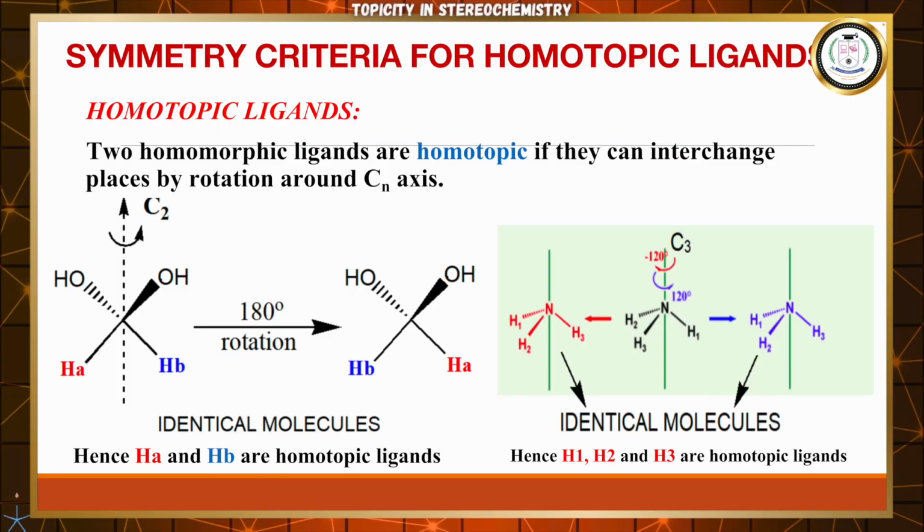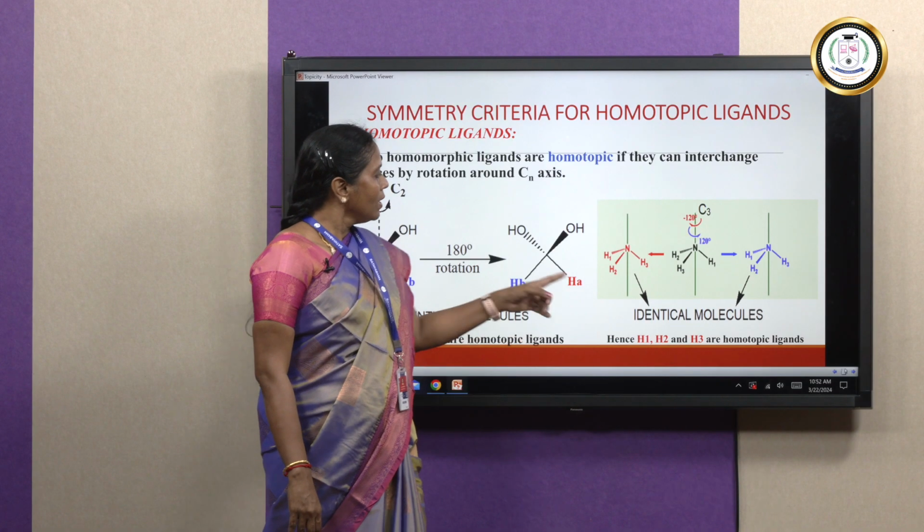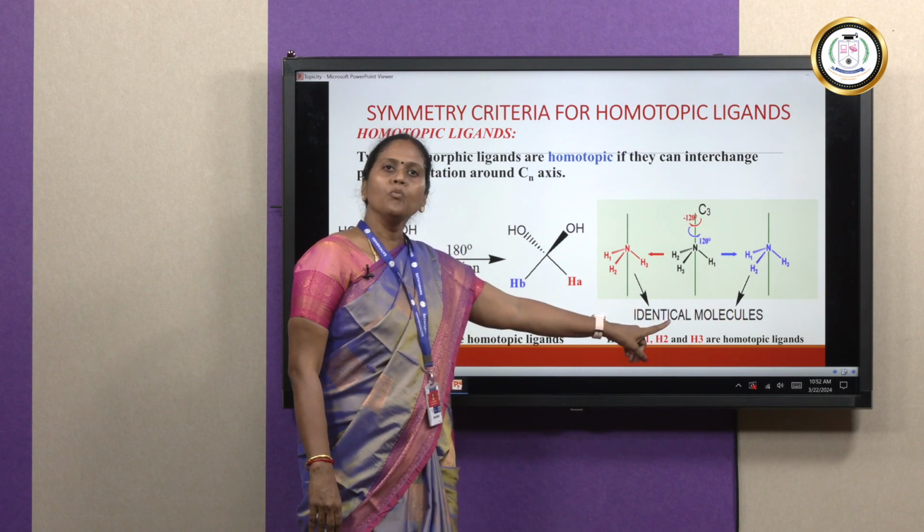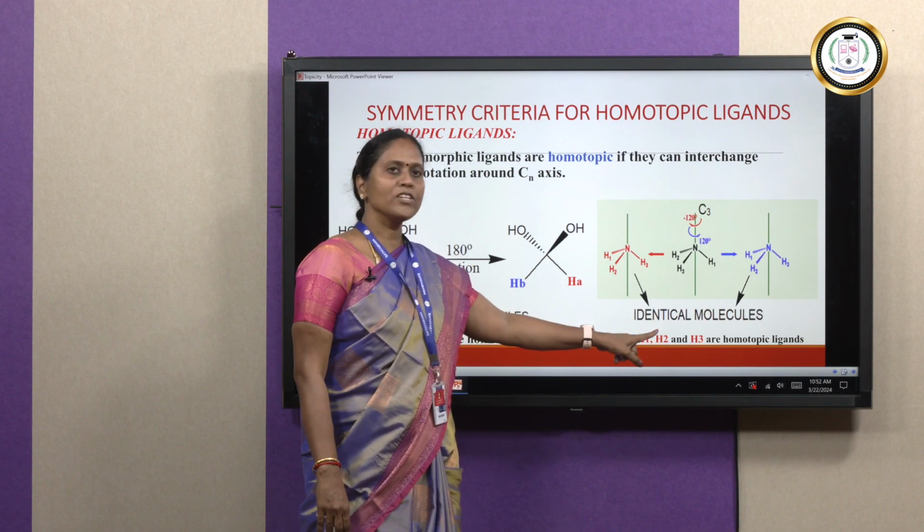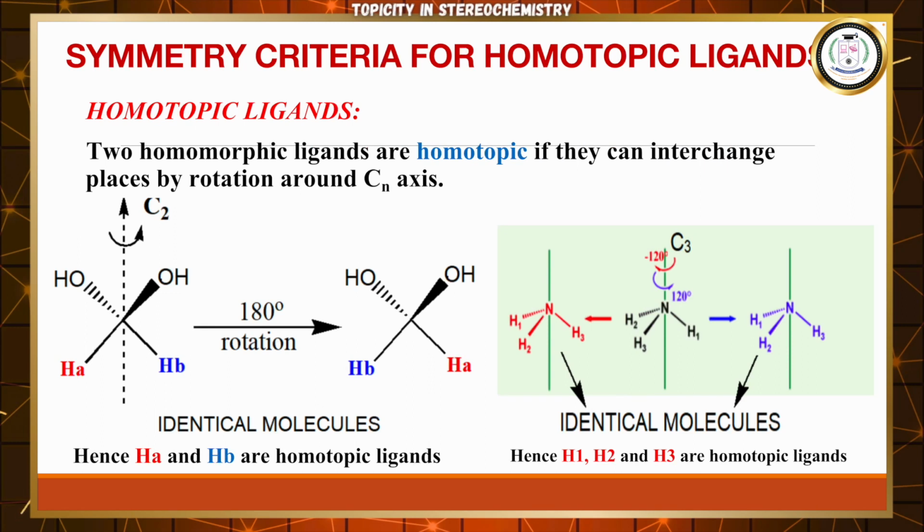On 120-degree rotation, we will result in identical molecules. So, this will appear in two terms. Therefore, the three structures are identical molecules. Therefore, H1, H2, H3 are homotopic ligands.